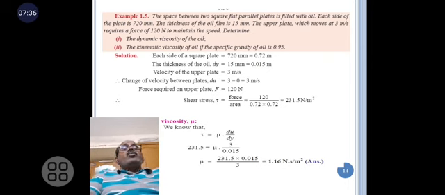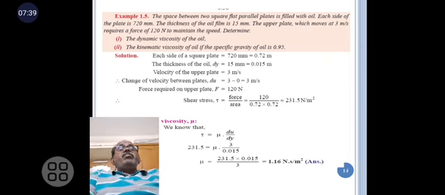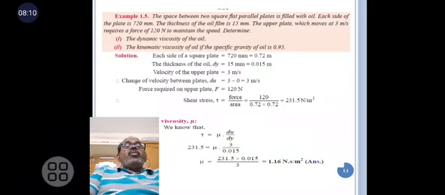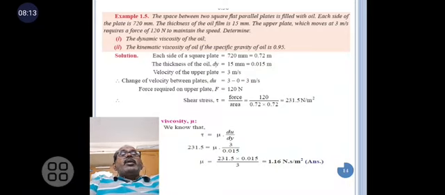Next, we will discuss this problem: the space between two parallel plates is filled with oil. Each side of the plate is 720 mm. The thickness of the oil is 115 mm. The upper plate moves with a velocity of 3 meter per second, at a force of 120 Newton to maintain the speed. Determine the dynamic viscosity of the oil and the kinematic viscosity of the oil if the specific gravity of the liquid is 0.95.